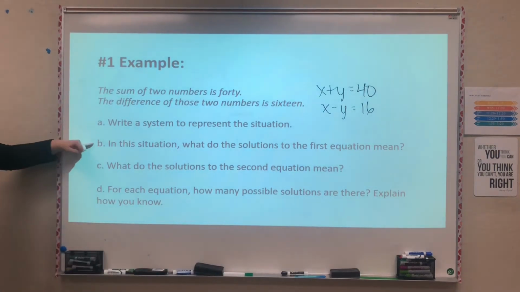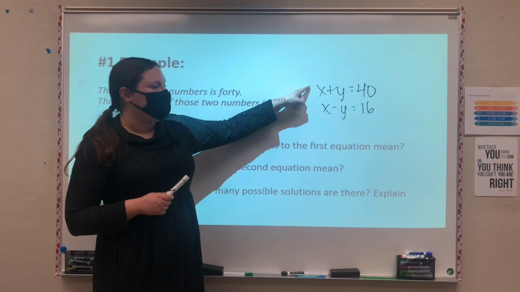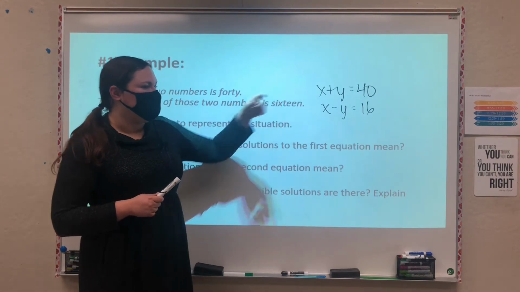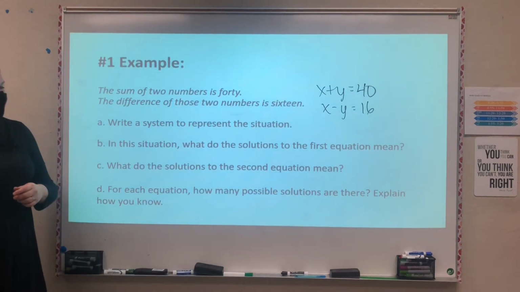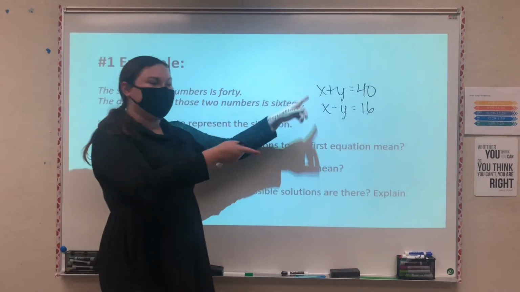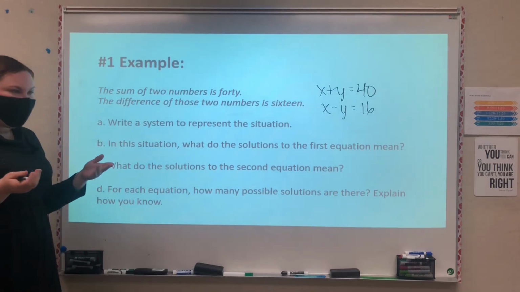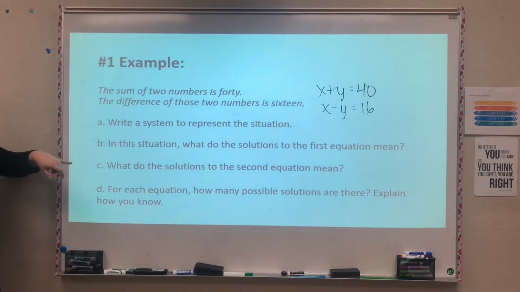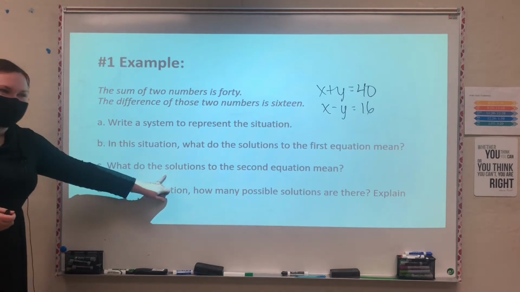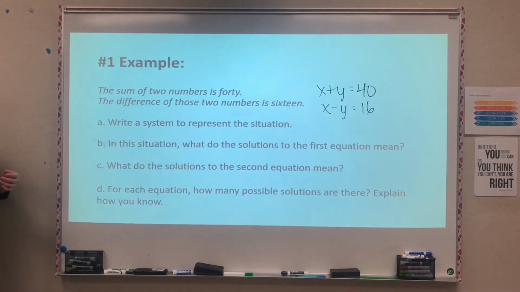The first one says, in this situation, what do the solutions for this first equation mean? If it's a solution for this first equation, what does that mean? It means you put 2 numbers in there to equal 40. Yep. So for example, 16 and 24 would be 40. It's a combination of numbers that add and give you 40. If it is a solution for the second equation, what does that mean? It means a number minus a number equals 16. Mm-hmm.